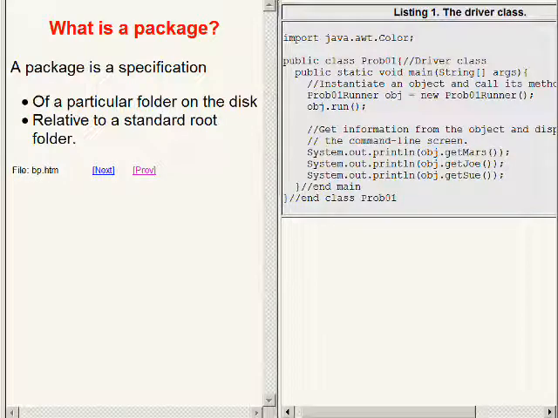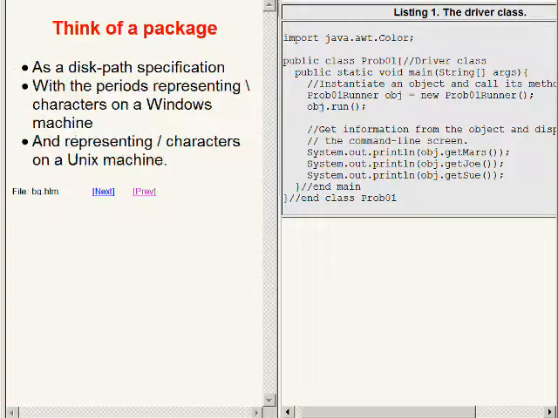The next question is, what is a package? And the answer is that a package is a specification of a particular folder on the disk relative to a standard root folder. You can think of a package as a disk path specification where the periods represent the backslash characters that you would normally find in a path on a Windows machine and represent the forward slash characters that you would normally find on a Linux machine.